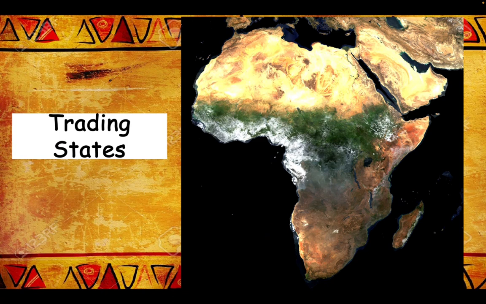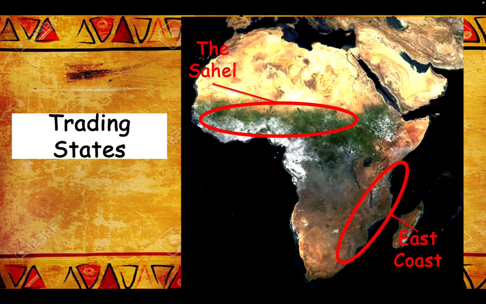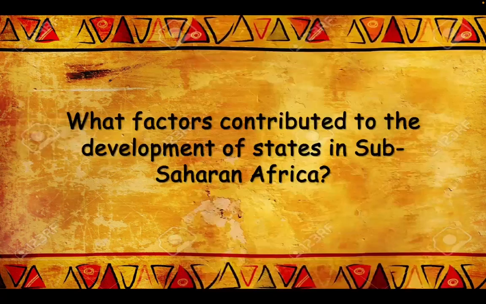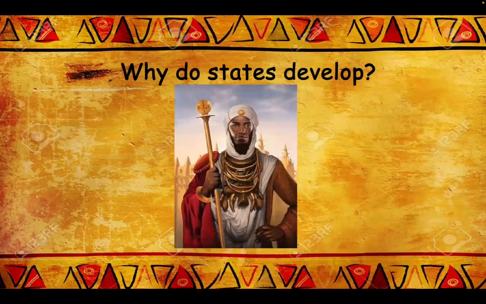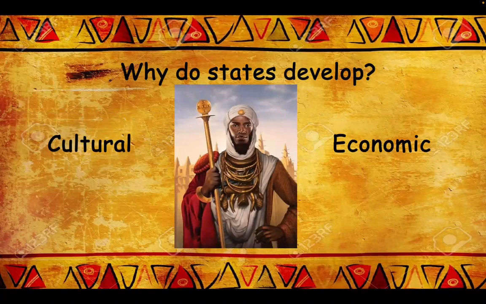The two areas where we see state development are in the Sahel region, which is the borderline between the Sahara and the tropical rainforest, and along the east coast of Africa. So, when we talk about the specific factors that are going to lead to states in those two areas, we begin with, first of all, the internal factors of culture and the external factors of economics.